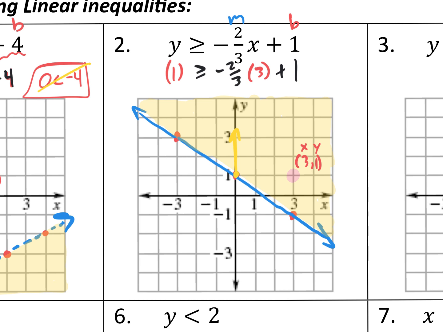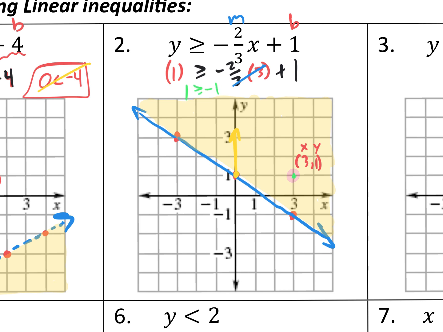If you plug in a 3 for x and a 1 for y, now you don't actually have to do this, I'm just demonstrating how any point up here will work and any point down here will not work. So when I multiply negative 2/3 times 3, multiplying a fraction by its denominator will eliminate it, and I'll end up with negative 2 plus 1, which is negative 1. And it does say positive 1 is greater than or equal to negative 1.